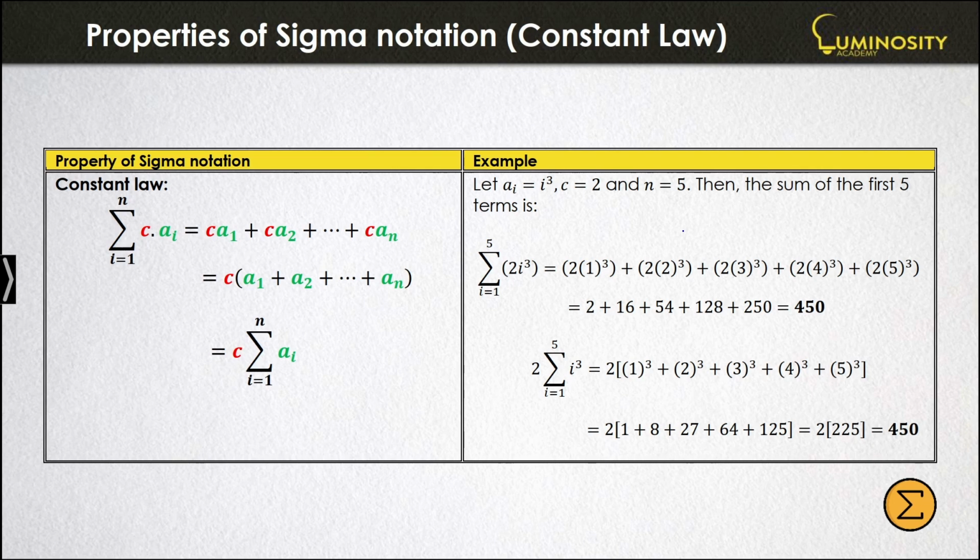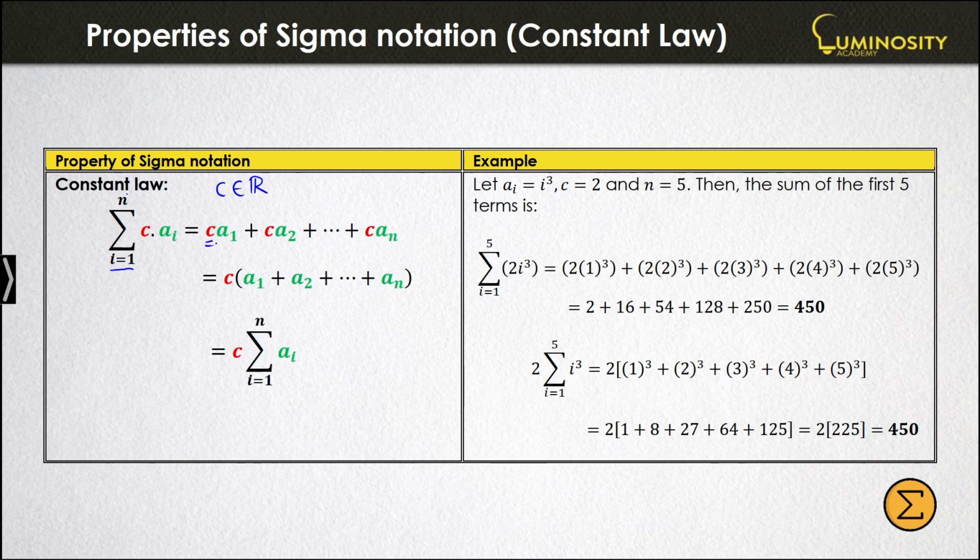So what does the constant law say? Well, if you have the sum from i equals 1 all the way up to n of c times a_i, where c is a real number, so it's a constant, then if you expand this out, at i equals 1, it'll be c times a1. Summation means plus c times a2 plus c times a3 all the way up to plus c times an.